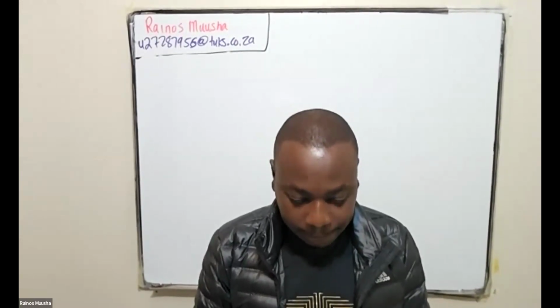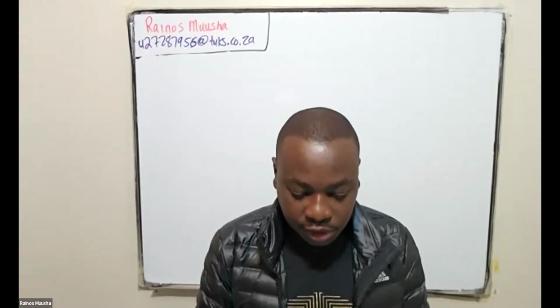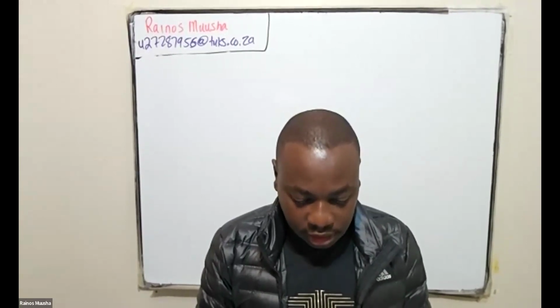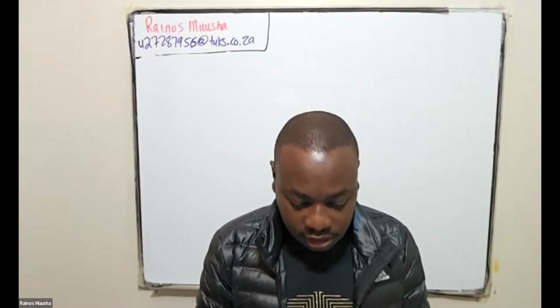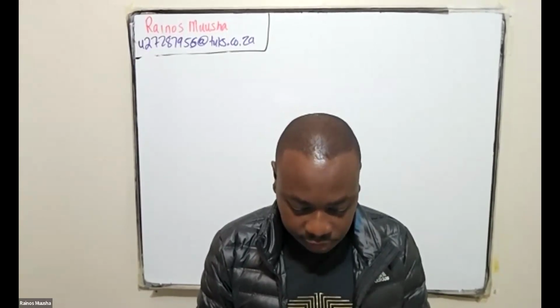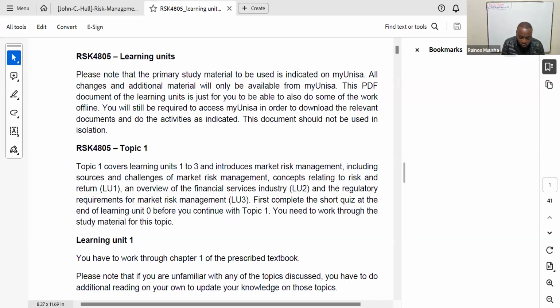Learning Unit 1. So we're going to continue with Learning Unit 1. And Learning Unit 1 is part of Topic 1. If you check in your study guide, you will see that Learning Unit 1, which is part of Topic 1, covers Chapter 1 of the textbook. And Topic 1 basically covers Learning Unit 1 all the way to Learning Unit 3.